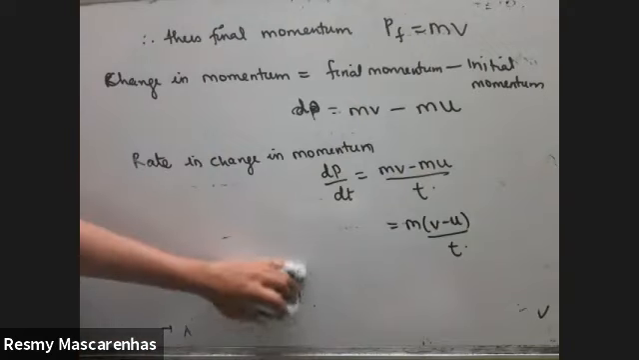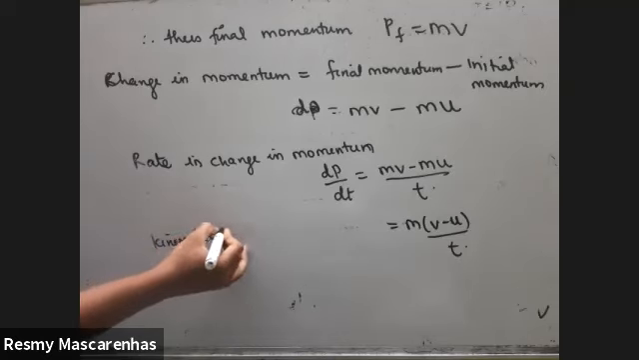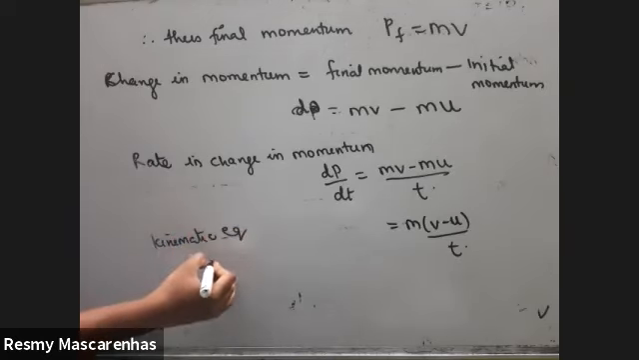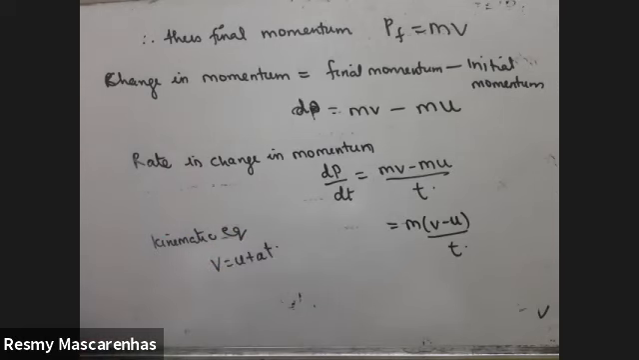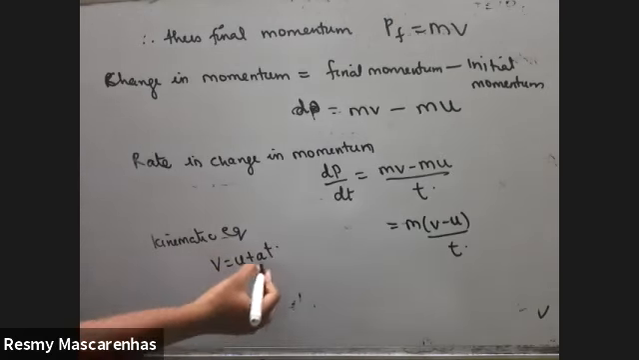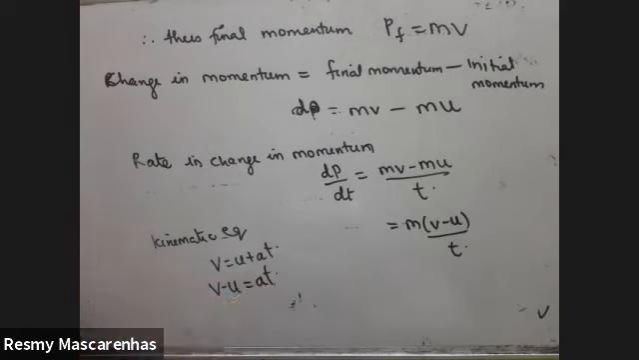Now, the kinematic equation, we know that. This you can do in your rough work and keep. V is equal to U plus AT. Everybody knows this kinematic equation. Now, what is the acceleration as per that? V minus U is equal to AT. Now, what is A? Nothing but V minus U upon T. So that is your A.